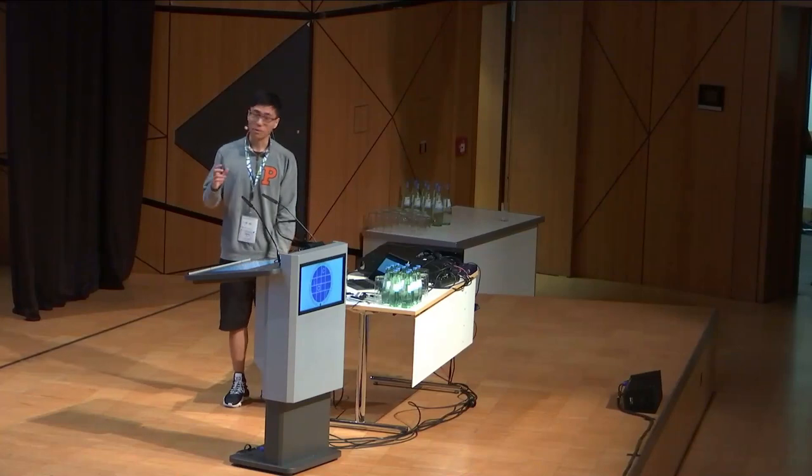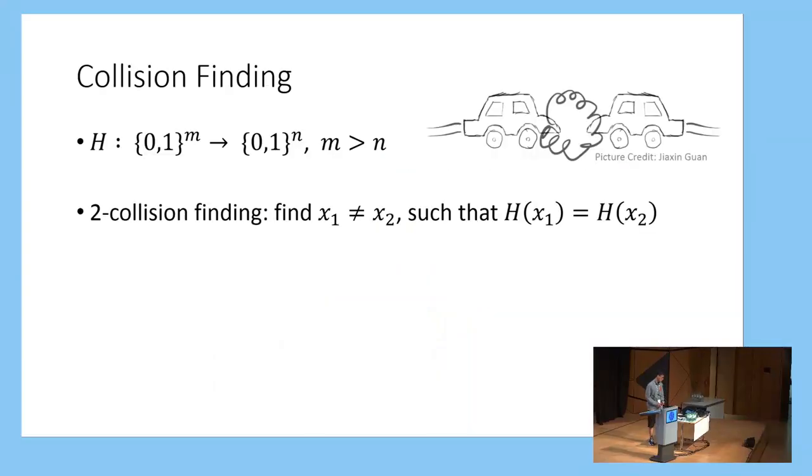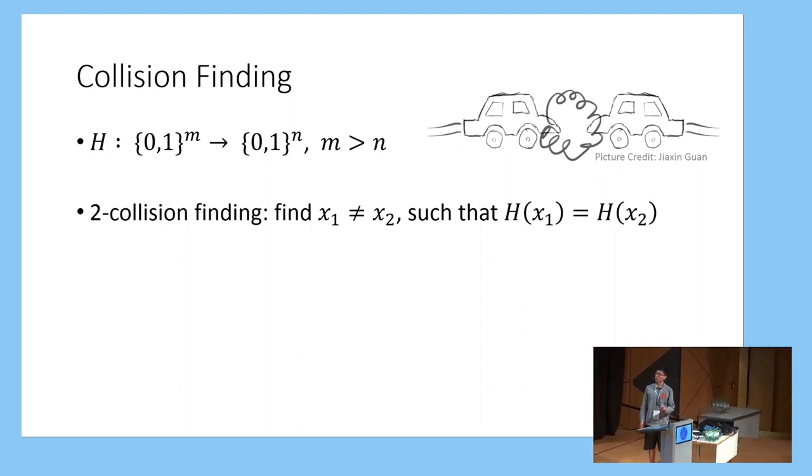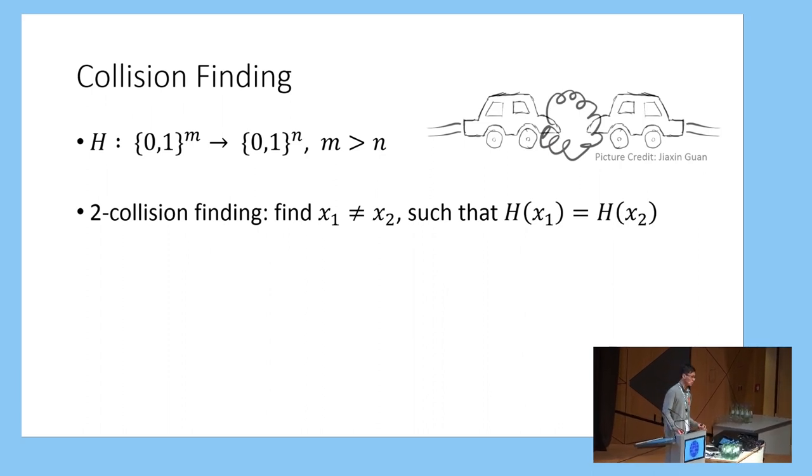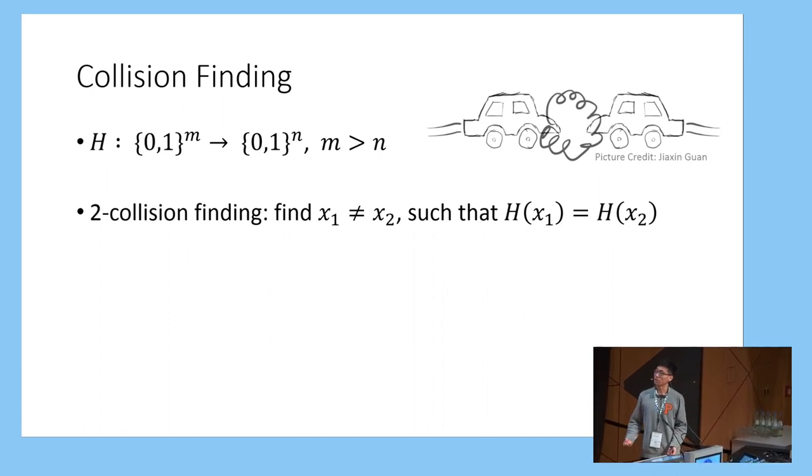So today we will talk about quantum multi-collisions. In this talk, we will focus on compressing functions, which is a function h with domain 2 to the m and range 2 to the n. The domain is larger than the range.